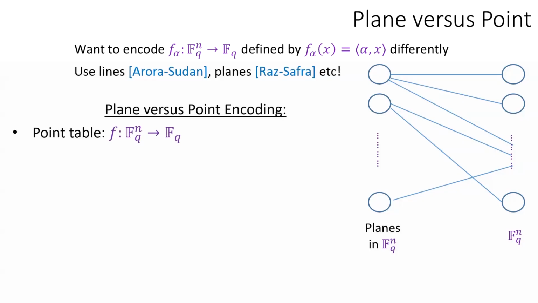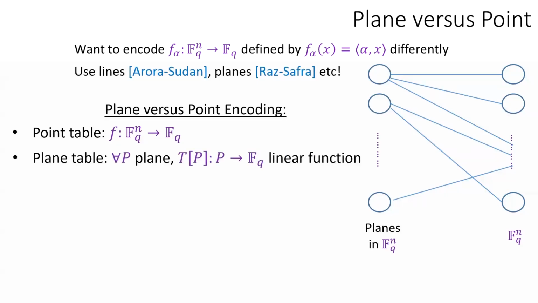It consists of a points table, which is just an assignment to the right side of the graph of values from F_q, and a plane table, which to each plane assigns a linear function from the plane to F_q. Now, what is the local test?